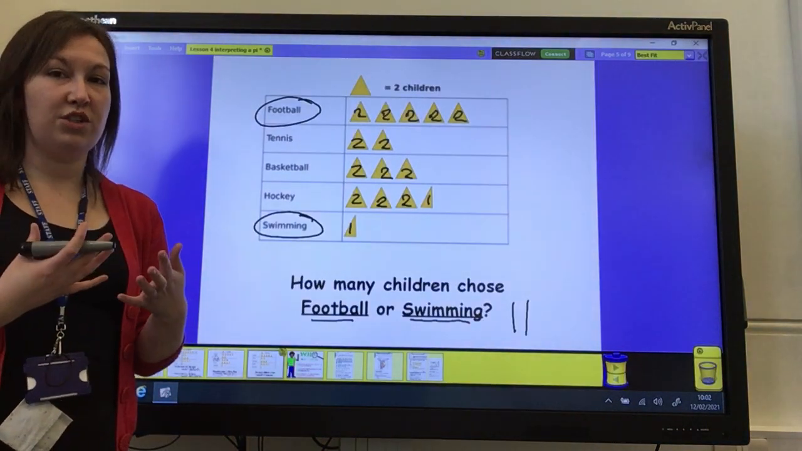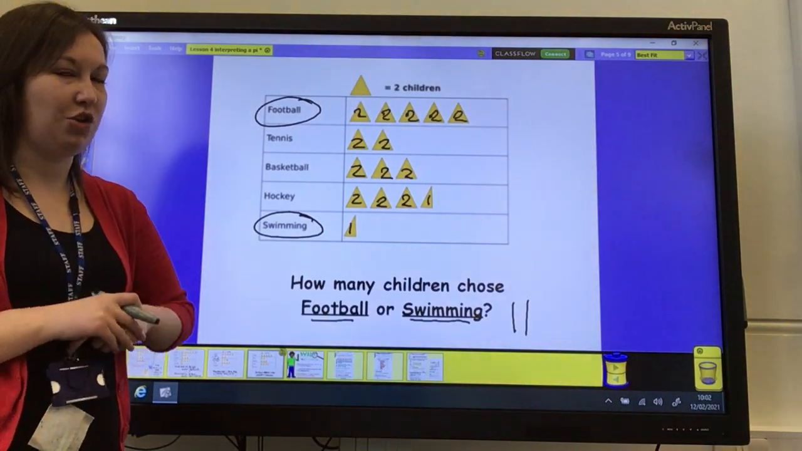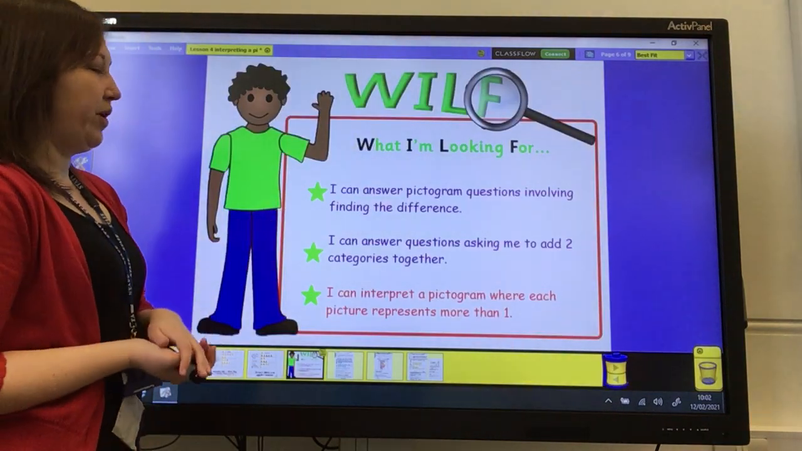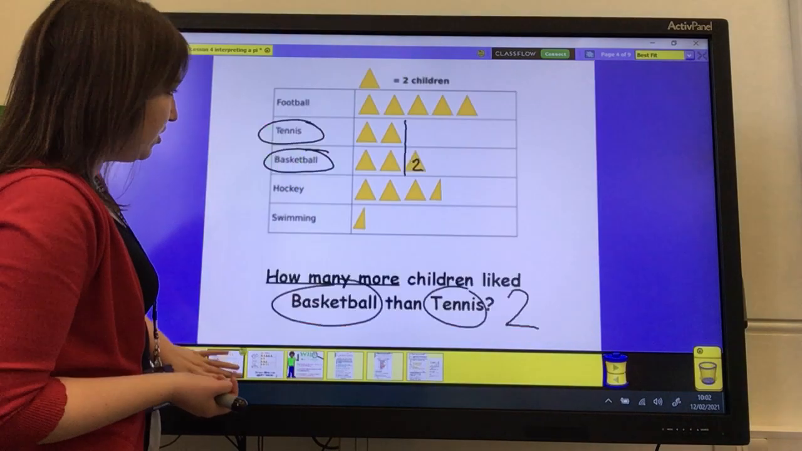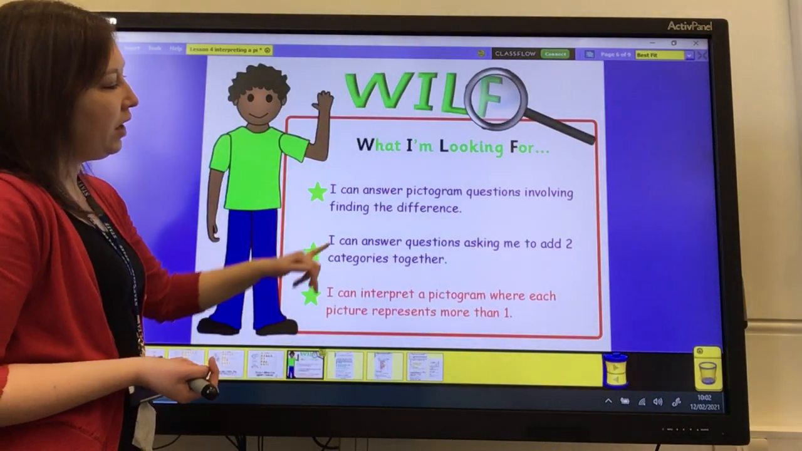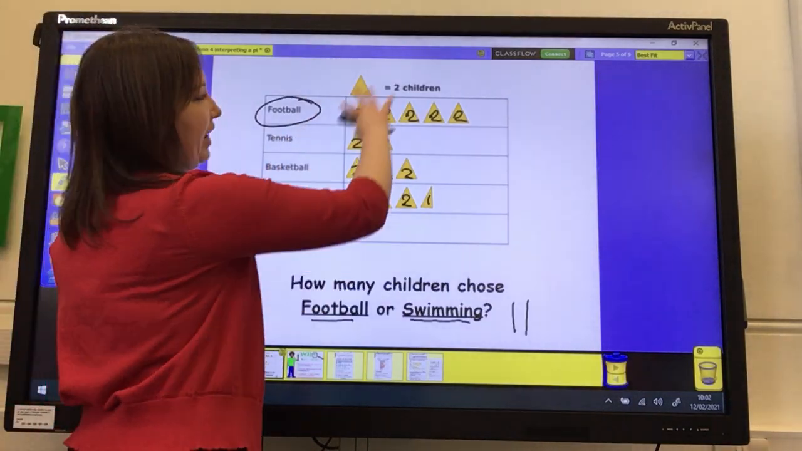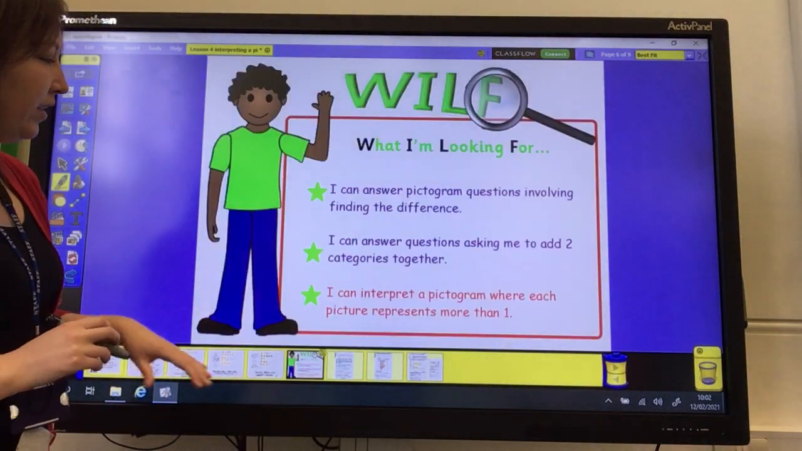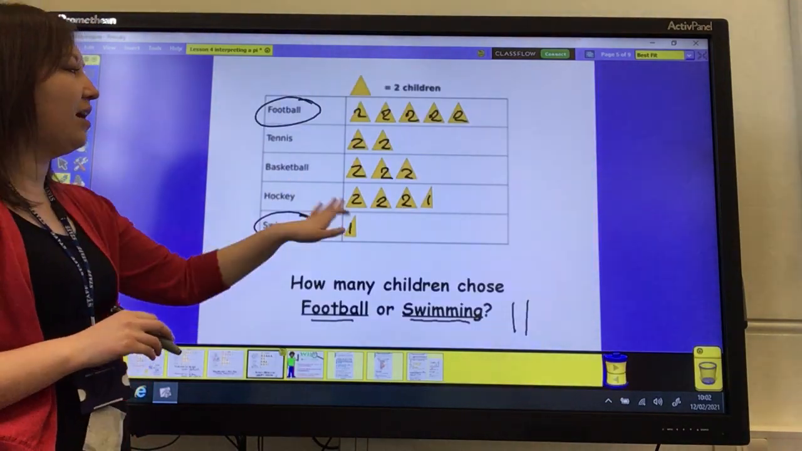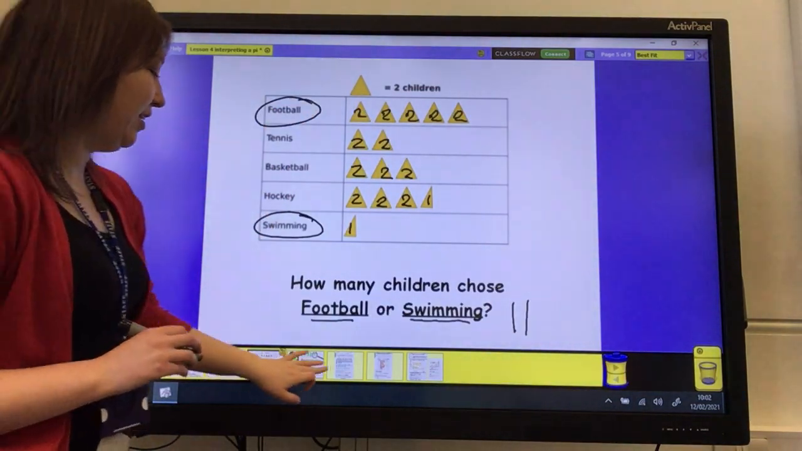Okay, that shows me that you've understood it, and also it helps you work out your answers, because some of these questions are going to be a little bit tricky today, and as I said, you might need to be a bit like Determinator. So today, I can answer pictogram questions involving finding the difference. That's one like here, where we had to find how many more chose one thing than something else. I can answer questions asking me to add 2 categories together, and that was the one where we had the 10 add the 1. And I can interpret a pictogram where each picture represents more than one. Here they are representing 2, but the challenge today is a little bit trickier again.